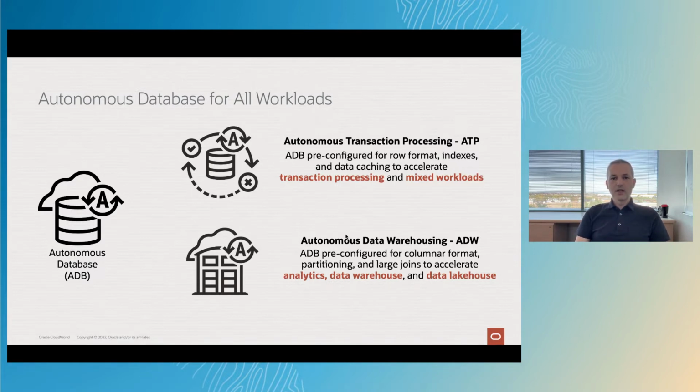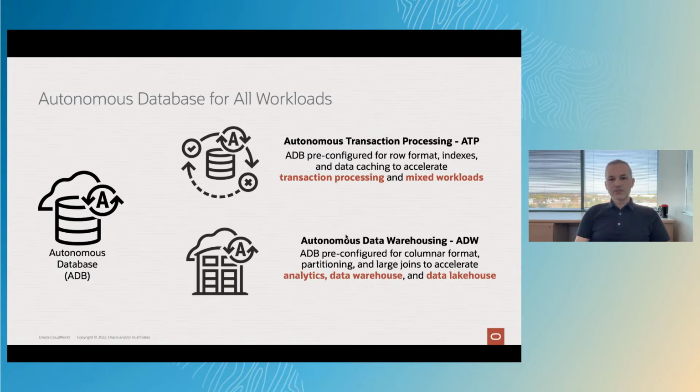The other one is Autonomous Data Warehouse, ADW. This gives you a pre-configured database to run data warehouses and data lakes. It's configured to run large table scans, large joins, aggregations. It has large memory for these types of operations. It compresses the data by default, so you save on storage costs.